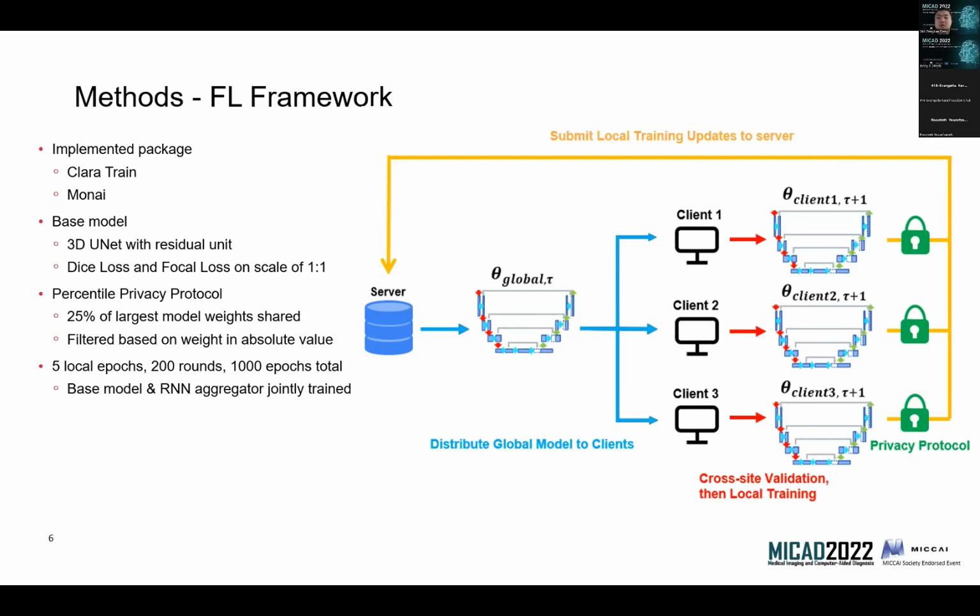And then the models are trained with local datasets, encrypted by privacy protocol, and then uploaded back to the server for aggregation. The aggregated model will then be the new global model for the next training round. As for the privacy protocol, we adopted percentile privacy, which only keeps the model updates that are within the largest 25 percentile in terms of absolute value. Also, the aggregation model and the base segmentation model are jointly trained in our setup.